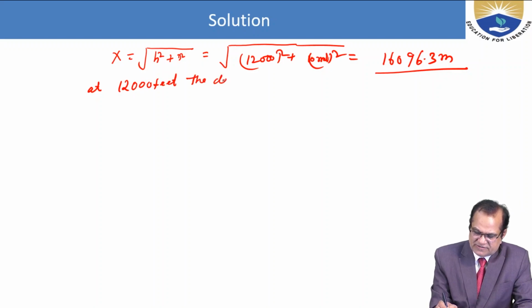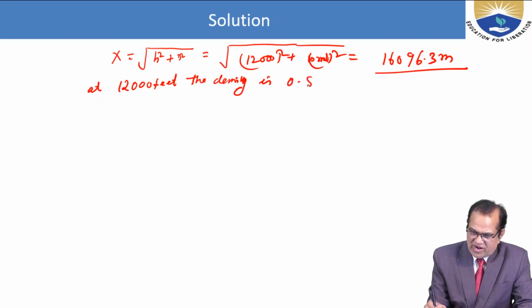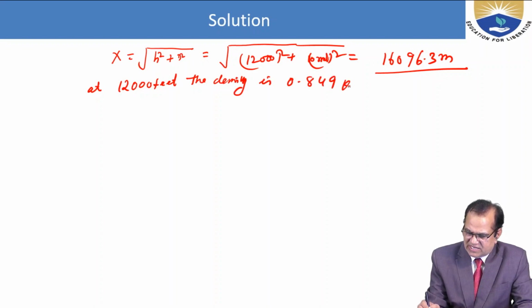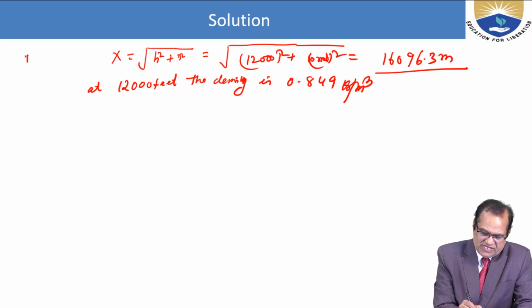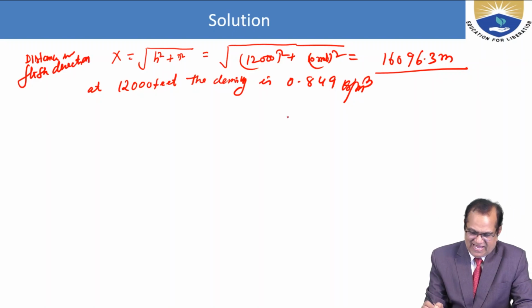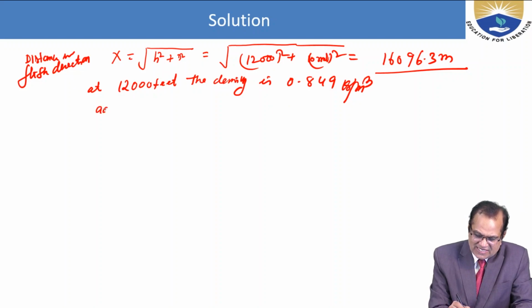the density is 0.849 kg per meter cube, and this is the distance in flight direction x. So it is vertical and the horizontal. So now we have to find out the x deceleration.